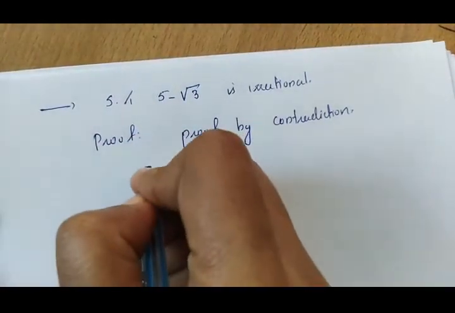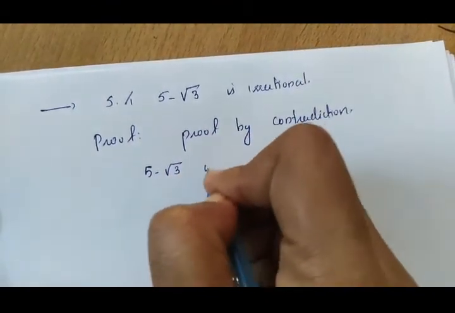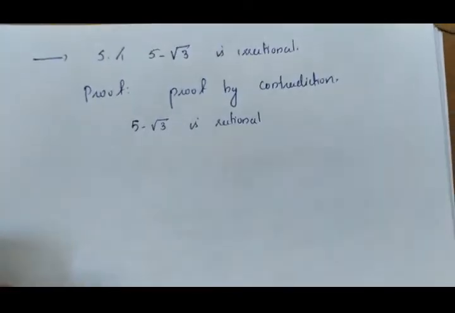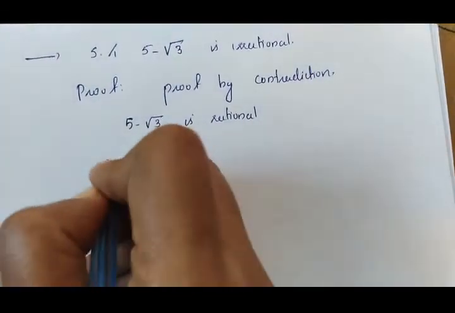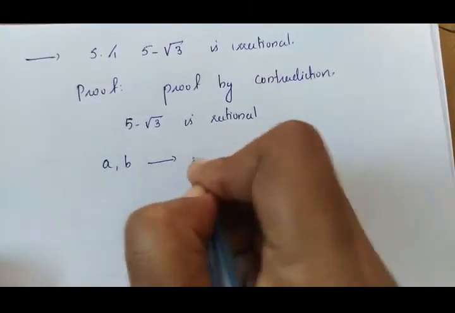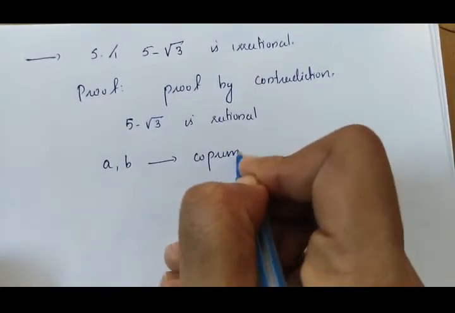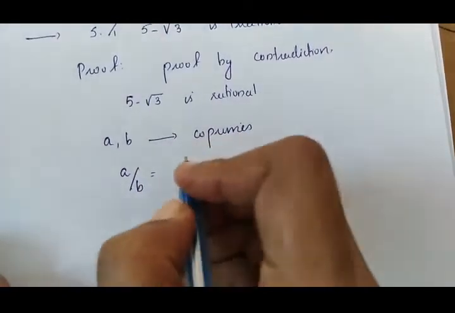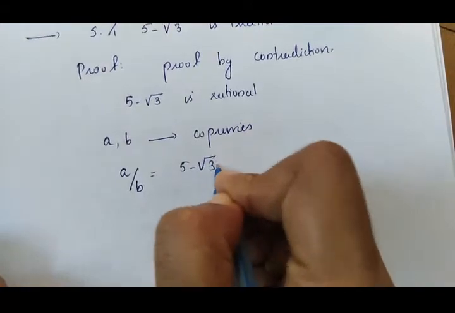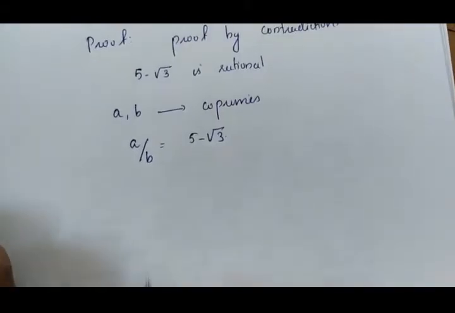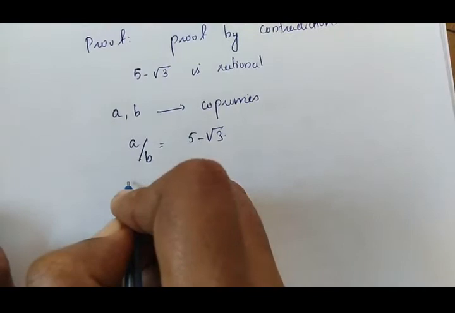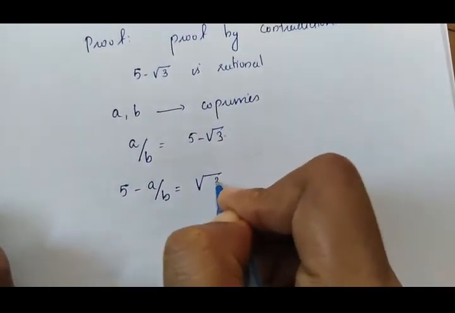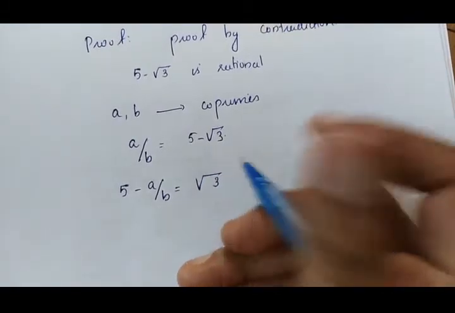Consider 5 minus root 3. Suppose 5 minus root 3 is rational. Consider two numbers a and b which are coprime. Then we can write a divided by b is equal to 5 minus root 3. Then we can say that 5 minus a by b is equal to root 3.